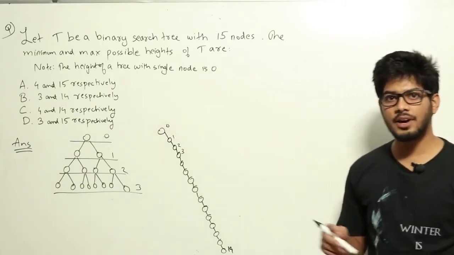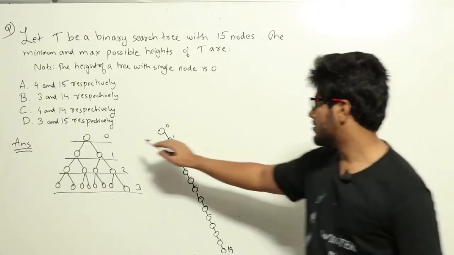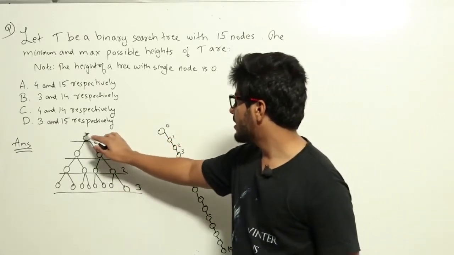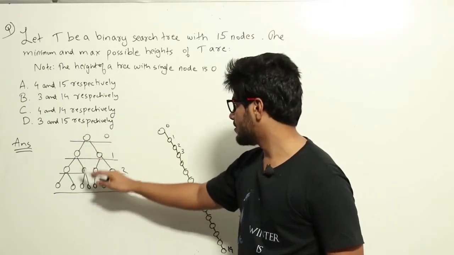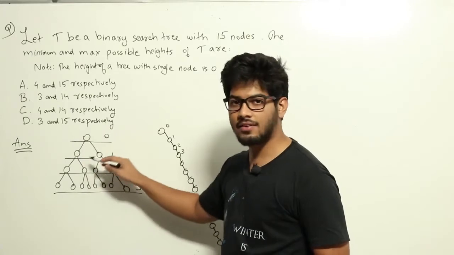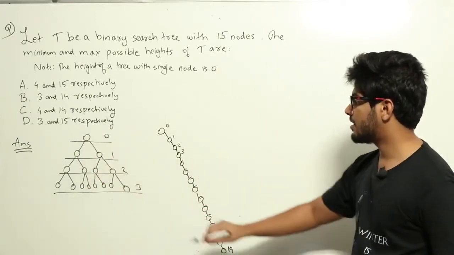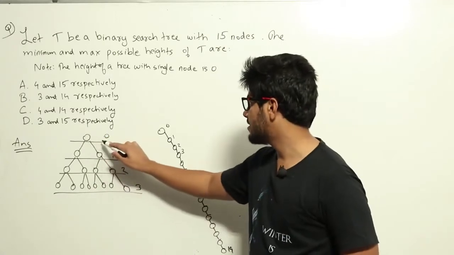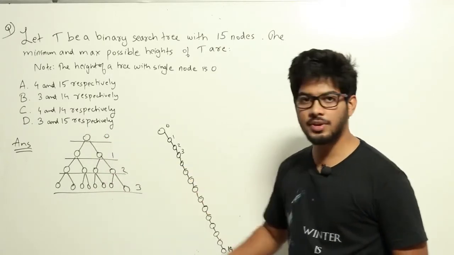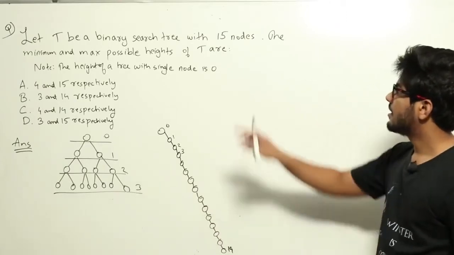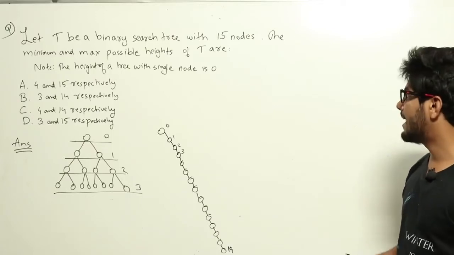So the height of a binary search tree would be minimum when the tree is completely balanced. So I've given that tree here. Here each node has two children and that goes on propagating downwards. Each node will be having two children. This is a completely balanced binary search tree having 15 nodes, and you can see that clearly the height here will be 0, 1, 2, 3. So the minimum would be 3. And a binary search tree would have the maximum possible height when it is completely unbalanced.